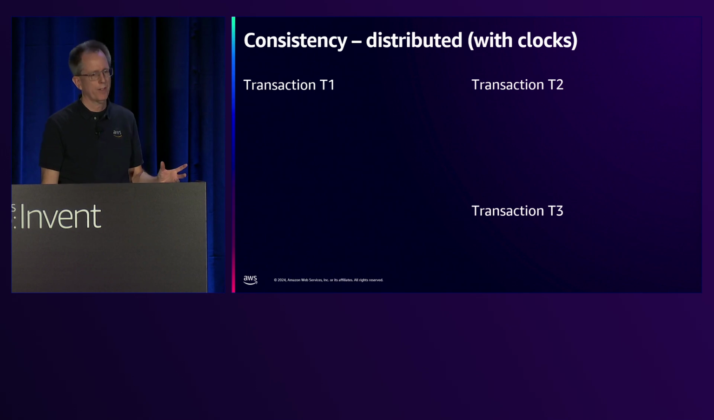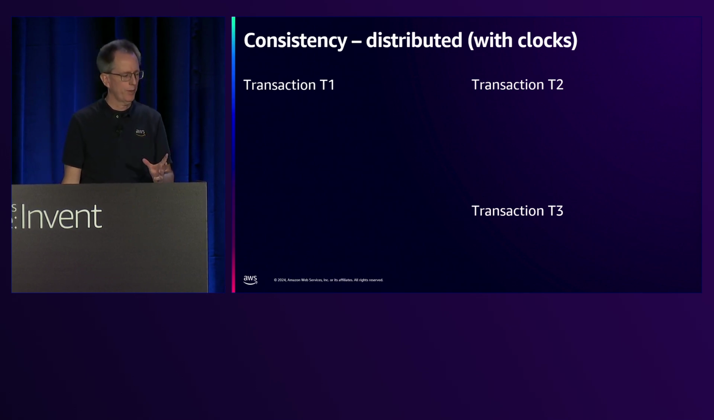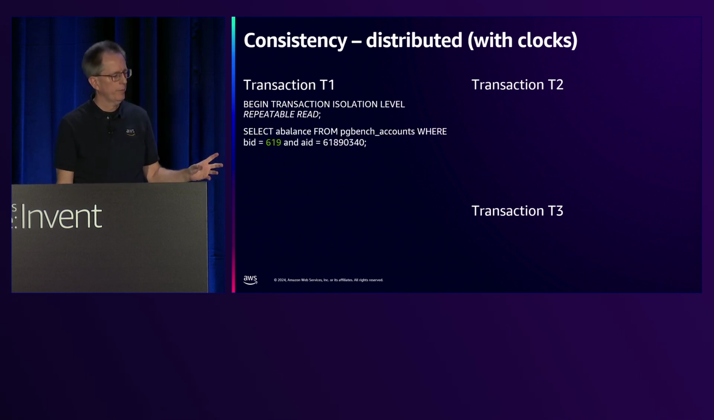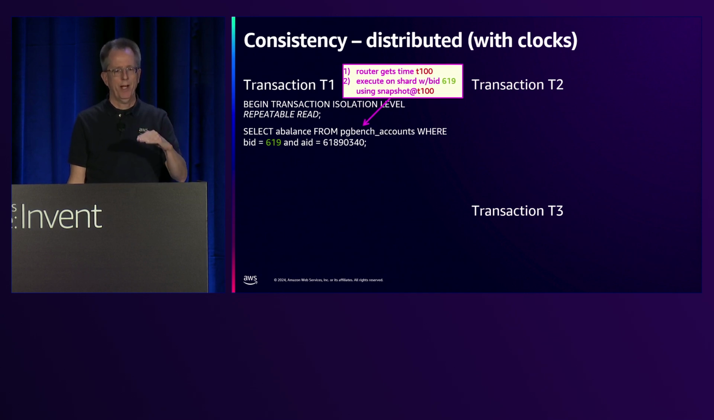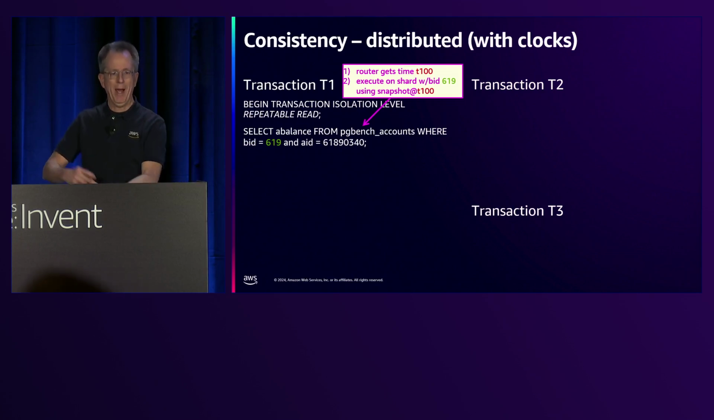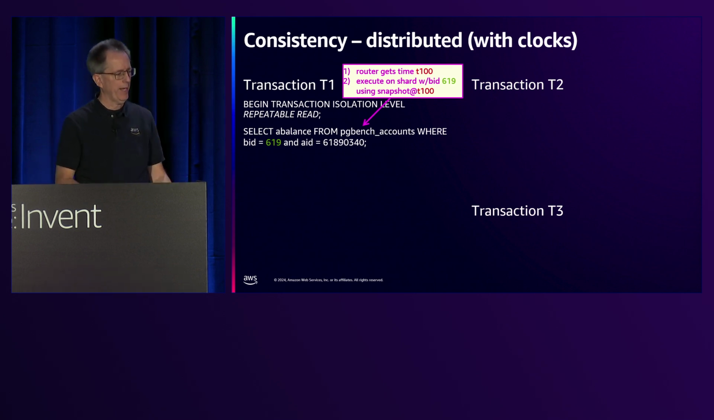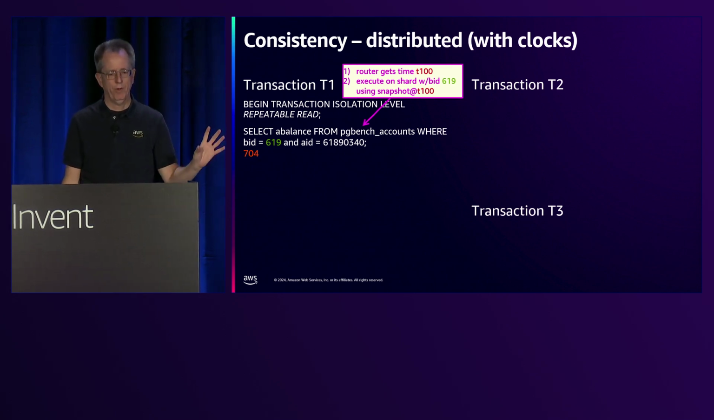So how do we do this? Well, we do this with clocks. As you may have seen with some of the other stuff, we've gotten now much better clocks, and we're able to use clocks to get synchronization. So I start a transaction over here, and I'm selecting from a pgbench table for the Postgres folks. And I just selected one BID, right, to get the value. What happens is the router assigns a time when that statement comes in of T100. And then because of the snapshot technology, we can go run on the shard at T100. So we're using the visibility sort of back in time now to run that at that exact time. So we get the correct answer of 704.